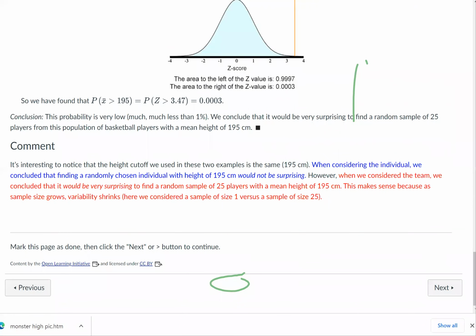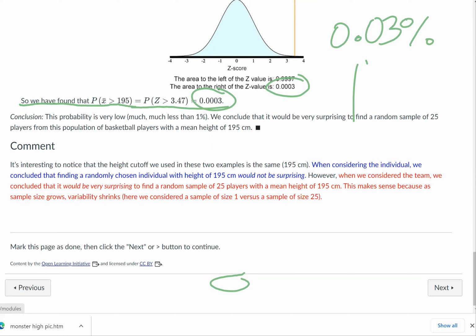All right. So we have found that the probability that the sample means are greater than 195 is the same as the probability that the z-score is greater than 3.47, which using the applet we found to be 0.0003. And if you move that decimal over twice, you still have just 0.03% chance. That's not even 3% chance. That's not even 0.3% chance. That's very low. This probability is very low, much, much less than 1%. We conclude that it would be very surprising to find a random sample of 25 basketball players from the population of total basketball players with a mean height of 195 centimeters.